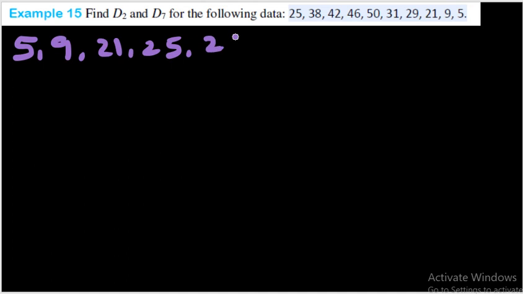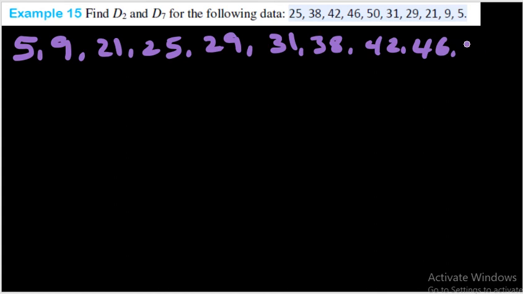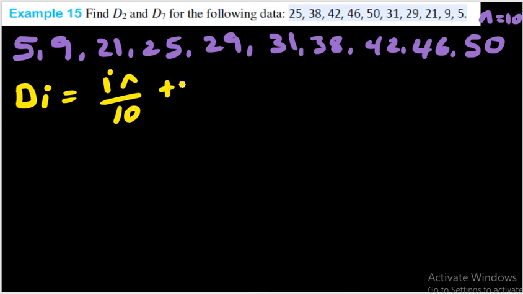In our example here, the data are not arranged. Let's do it: 5, 9, 21, 25, 29, 31, 38, 42, 46, and 50. Here n is equal to 10. It's an even number. So what's asked? D2. First of all, Di in case of an even number is i n over 10 plus the next one, the whole over 2. Instead of writing that long stuff, it's better to say the next item, because it's an even number.